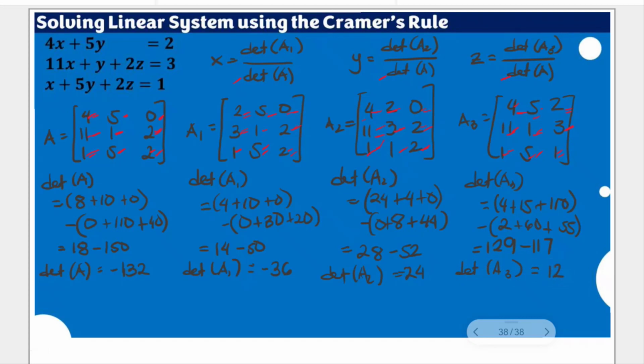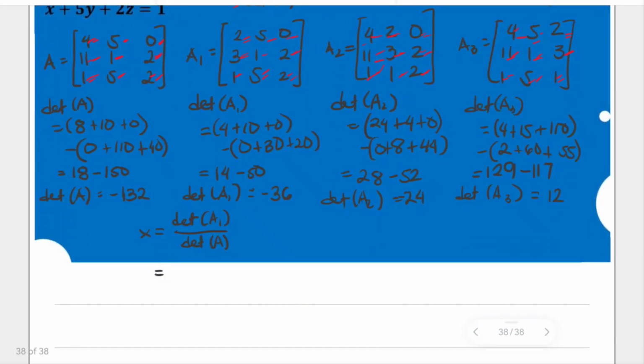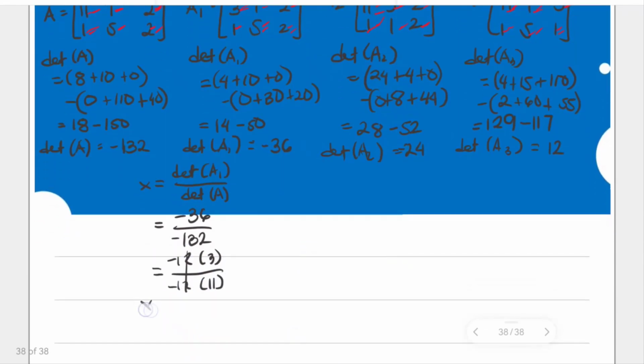Now that we have all these results here, let's use these formulas in solving for the values of x, y, and z, to complete our process. So for x, that's determinant of A sub 1 over determinant of A. Determinant of A sub 1 is negative 36 over negative 132. You could have negative 12 times 3, negative 12 times 11. Cancel that out. X is 3/11.